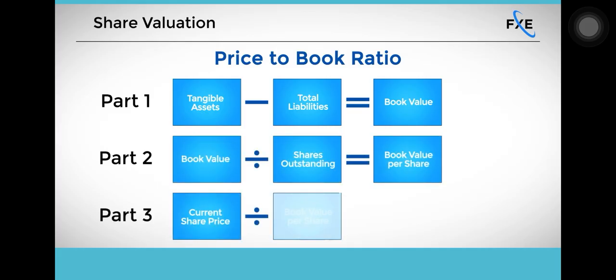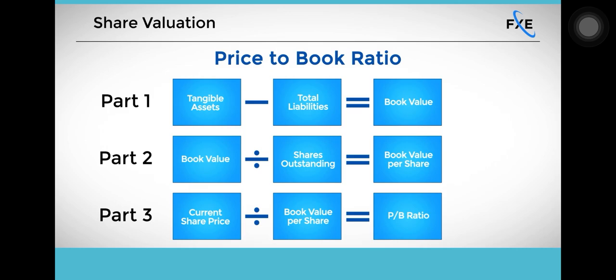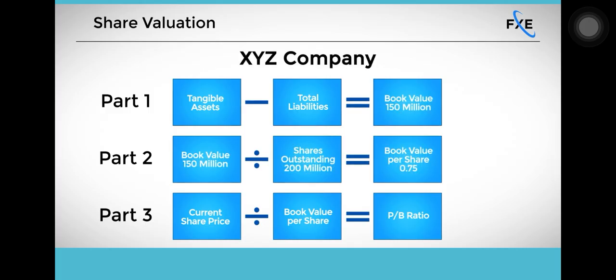This information can be found in the company balance sheet in the historical annual report section on the company website. We now need to divide the book value by the number of shares outstanding to work out the book value per share. Finally, we divide the company's current share price by the book value per share to reach the PB ratio. As an example, XYZ has a market capitalization of $100 million, a book value of $150 million, 200 million shares outstanding, and its current share price is 50 cents.